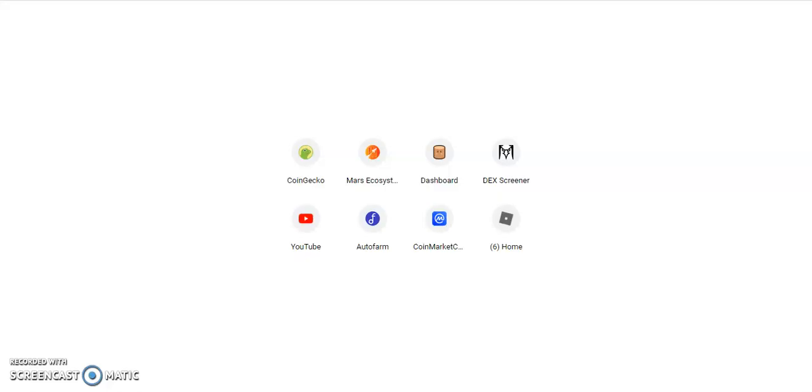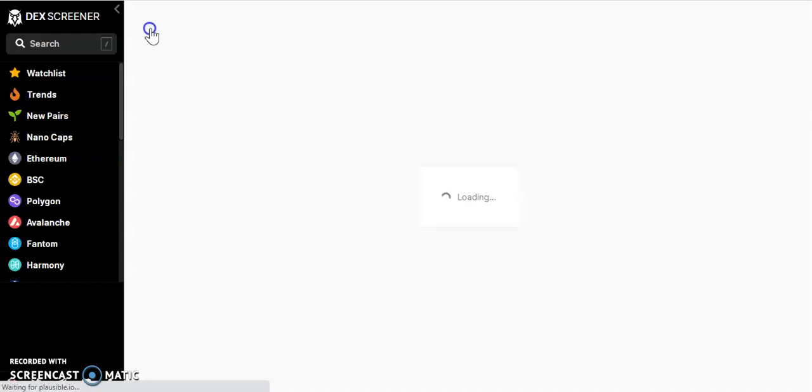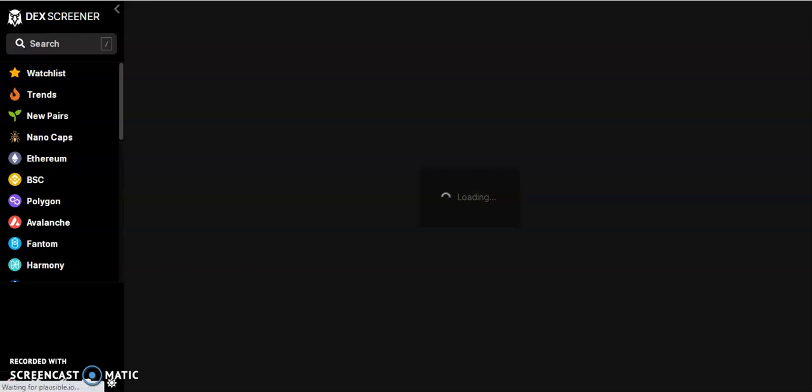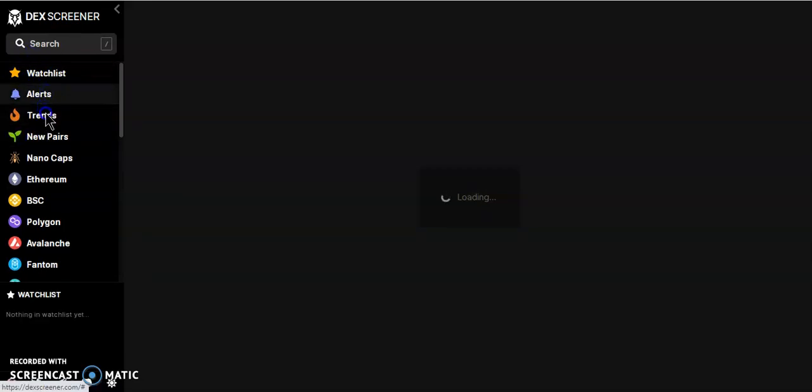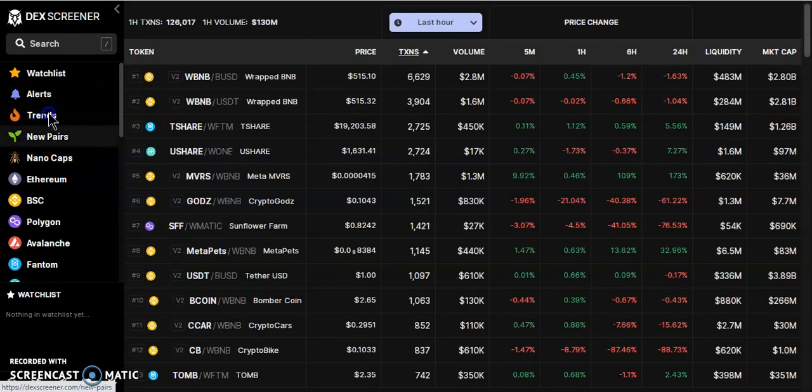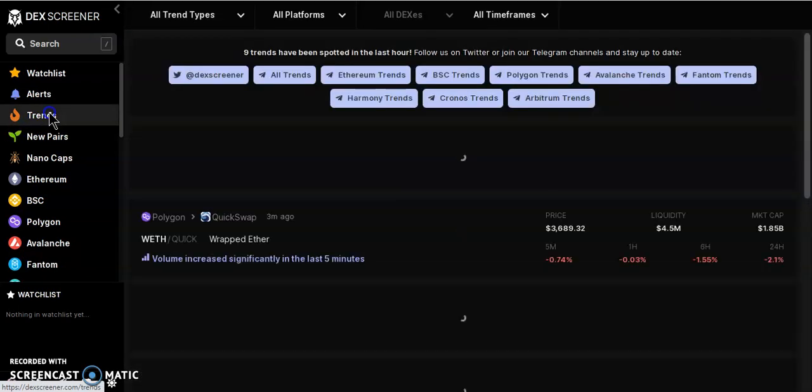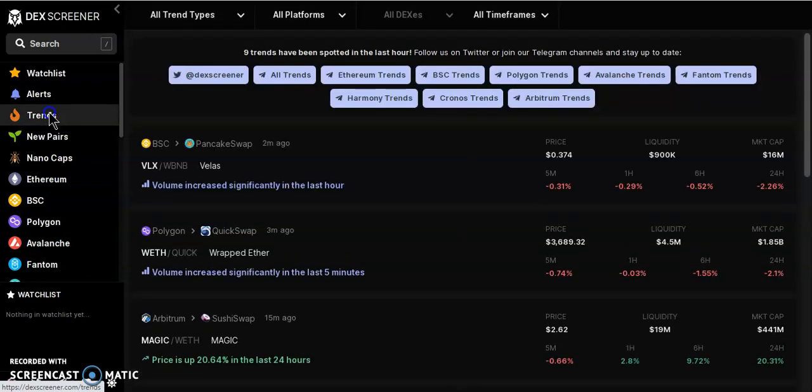I go to DEX Screener, and then I look for trends and new pairs. Very simple, trends and new pairs. First I click on trends and see what's up. A few things that I look at are market cap, liquidity, and volume.